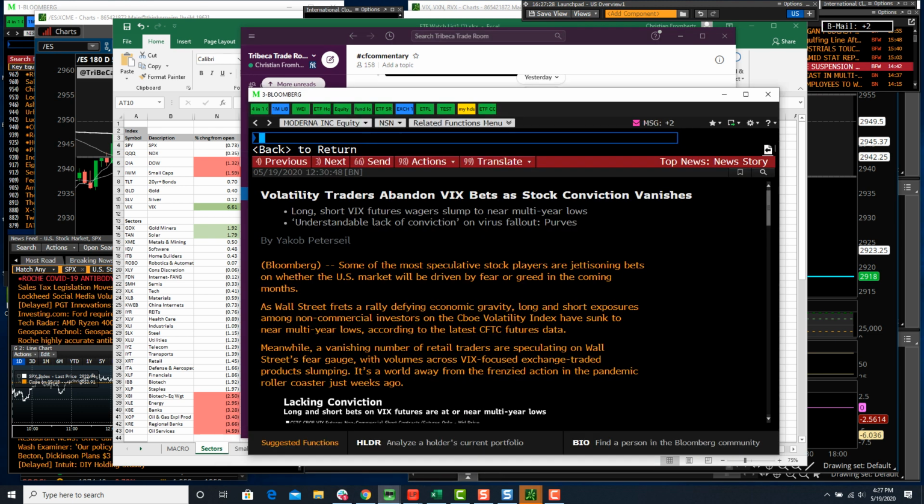Volatility traders abandon VIX bets as stock conviction vanishes, or maybe just their conviction vanishes. I think that would make more sense. But regardless, I understand what they're saying here. People who have been long volatility are throwing in the towel a little bit. Again, that's a gauge of sentiment.